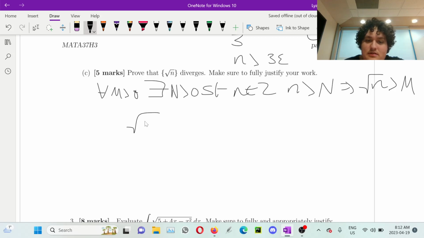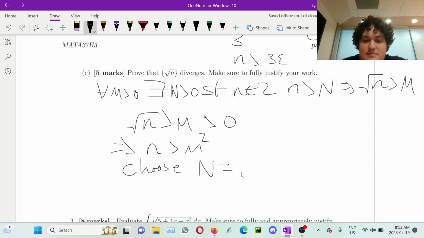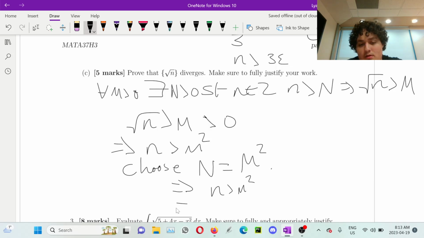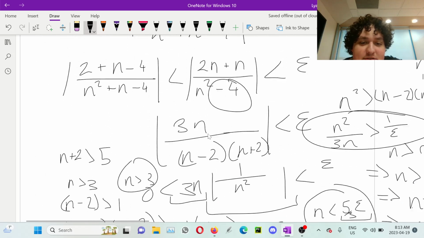So I have this implies this, right? So I just choose n equals m squared, and yeah. Okay. That is a very easy proof, which was, okay, this was at least worth 8 marks.